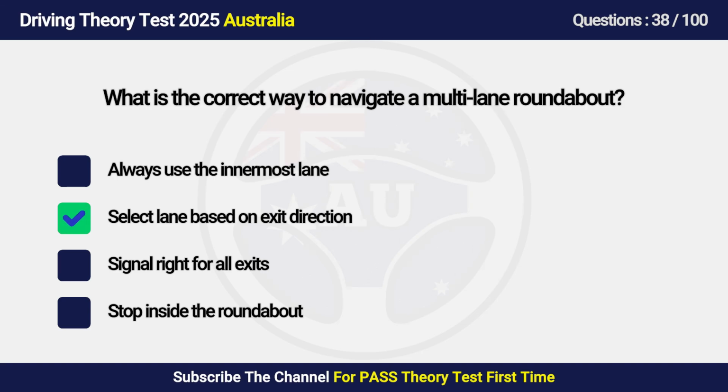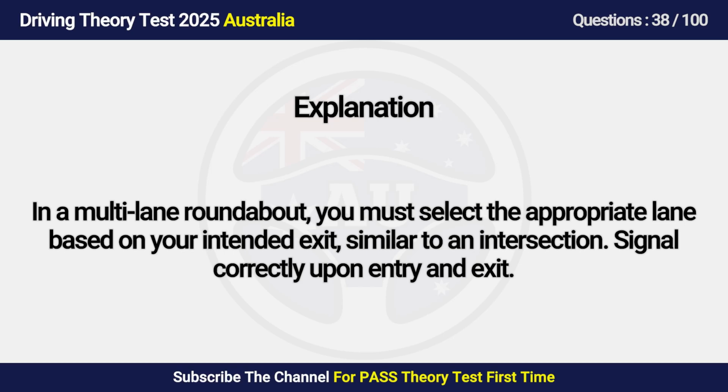Answers is B. Select lane based on exit direction. In a multi-lane roundabout, you must select the appropriate lane based on your intended exit, similar to an intersection. Signal correctly upon entry and exit.